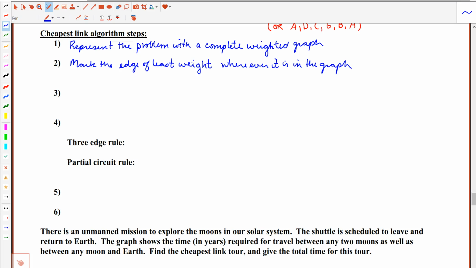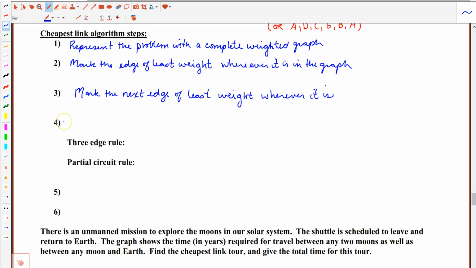Okay, so then for step 3, you're going to pick or mark the next edge of least weight. Again, wherever it is. Could be on the complete opposite side of the graph as this first edge that you marked. You don't care. Now, these 2 first edges you kind of get for free, meaning that for every edge we want to grab after that, we're going to have some restrictions.